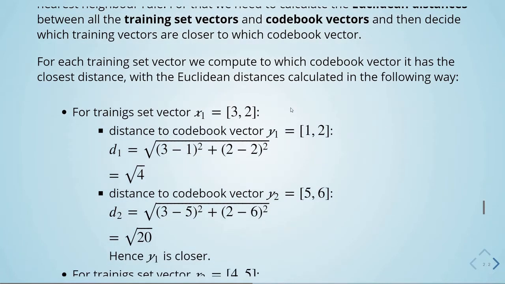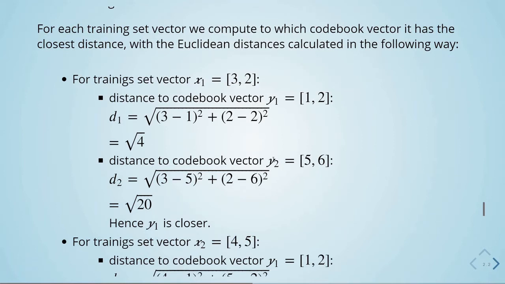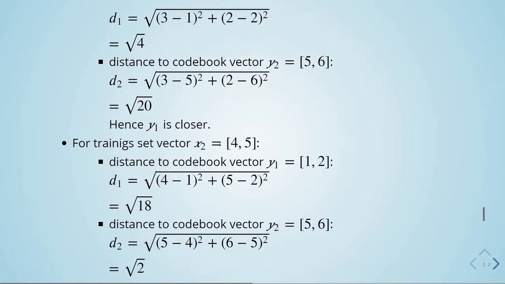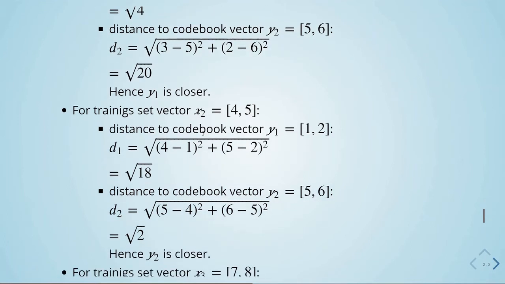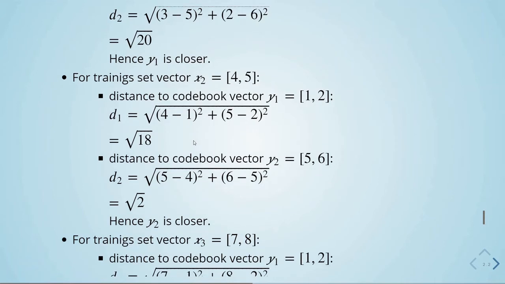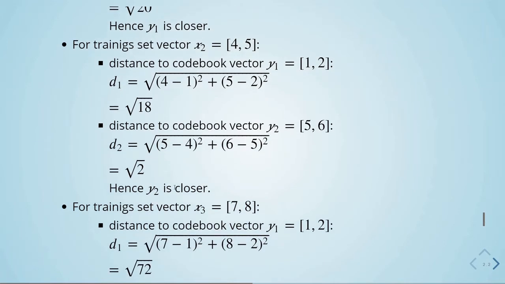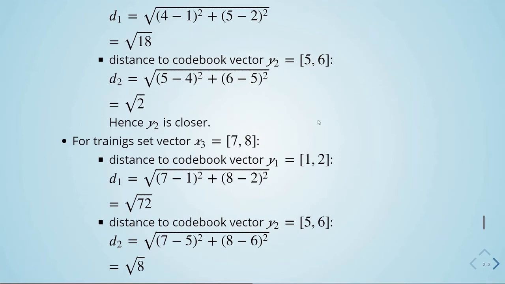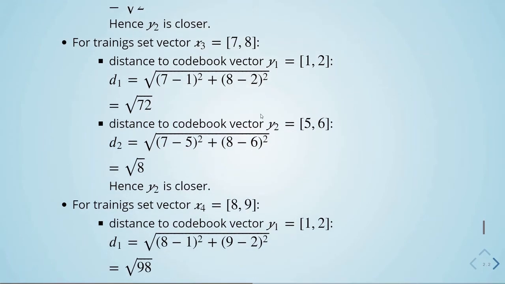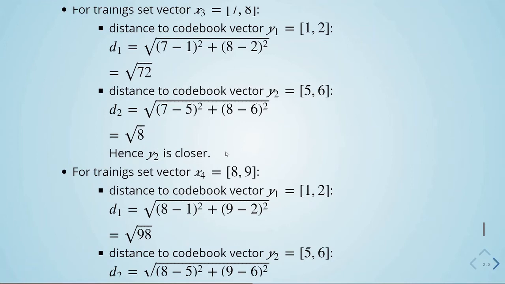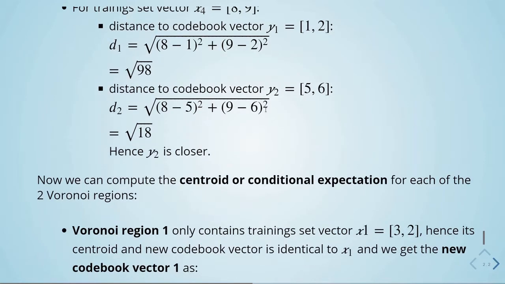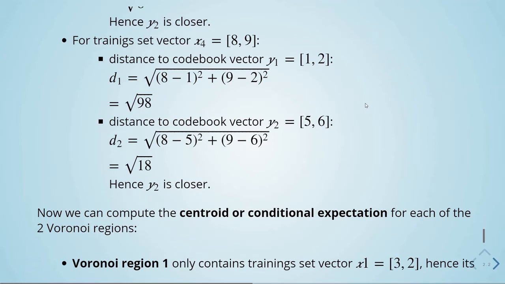So we will start with the first training set vector, and we will calculate the distance to the codebook vector y1, and the distance to the codebook vector y2, and we see that y1 is closer to the training set vector x1. Then we move to training set vector x2, we calculate the distance to vector y1, the distance to vector y2, and we see that y2 is closer. We move to the next training set vector, we calculate the distances, and we see which codebook vector is closer until we've gone through all the training set vectors.